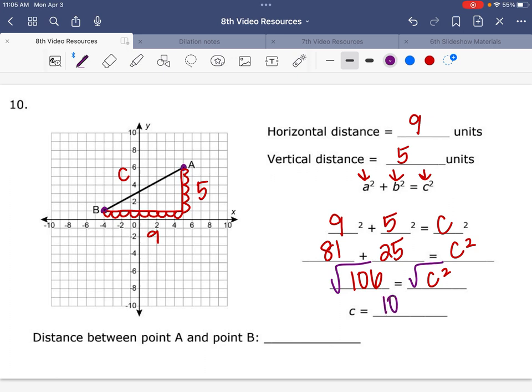And the square root of 106 is 10.3. So the distance between point A and point B is 10.3 units, which logically makes sense because my hypotenuse is the longest side, so it should be greater than 5 and 9.